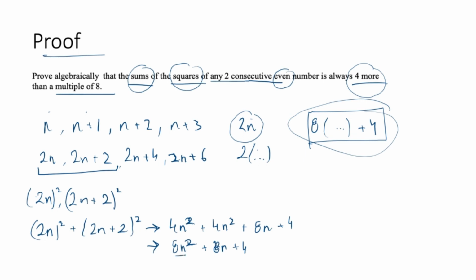As you can see, the first two terms have an 8 as a common factor. So you can take the 8 out of the first two terms, leaving you with 8 bracket n squared plus n bracket plus 4. And here you go. A multiple of 8, plus 4, so 4 more than a multiple of 8. So this is your final answer.